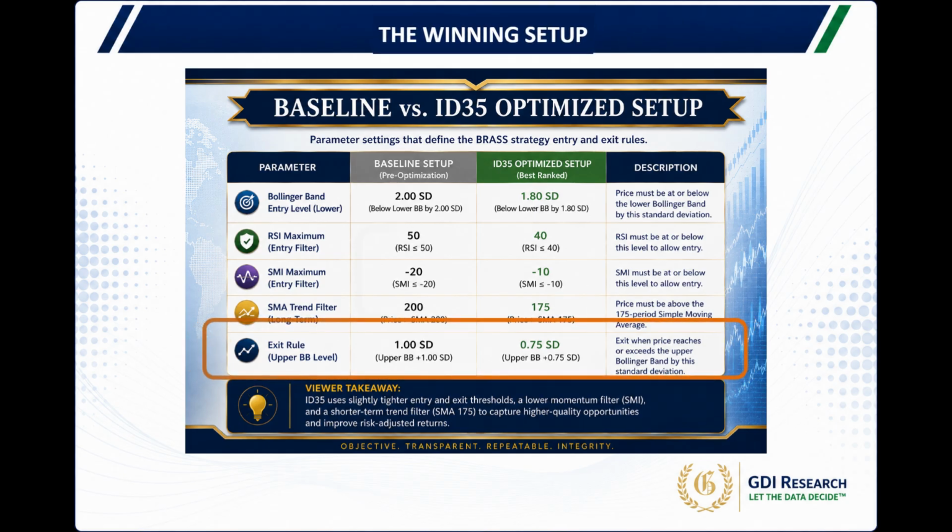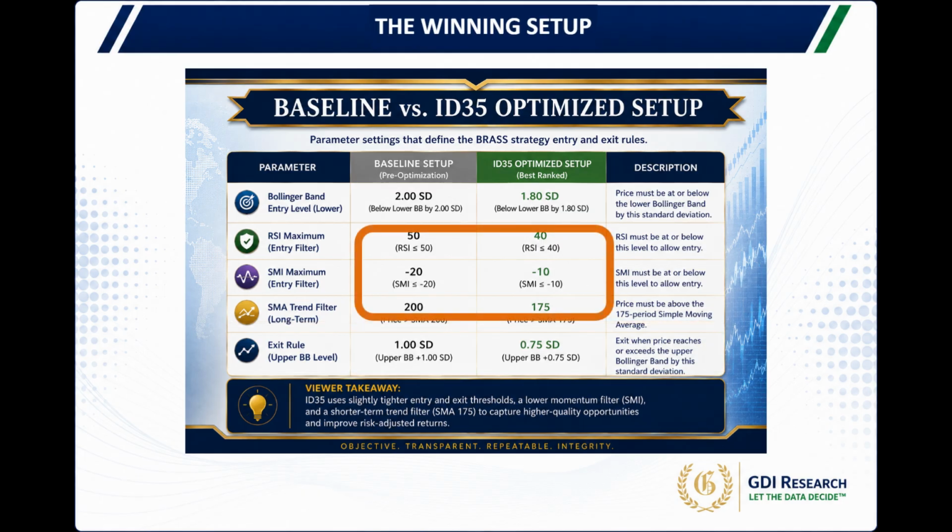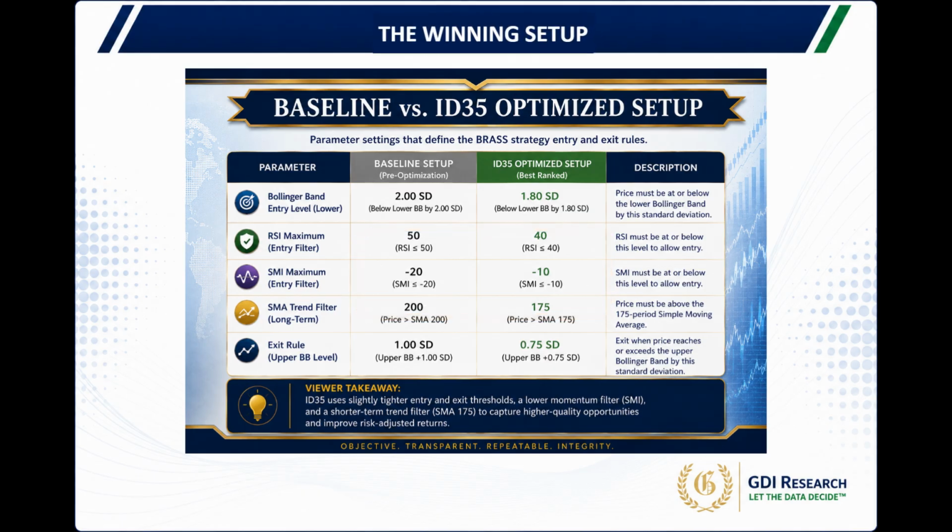The remaining indicators, RSI, SMI, and the 175-day simple moving average, act primarily as confirmation filters, helping improve trade quality while managing risk. Sometimes, small adjustments in the right places can produce meaningful improvements in overall performance. The optimized strategy didn't become more complicated. It simply became more refined.